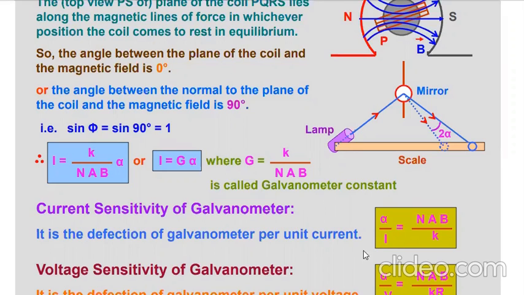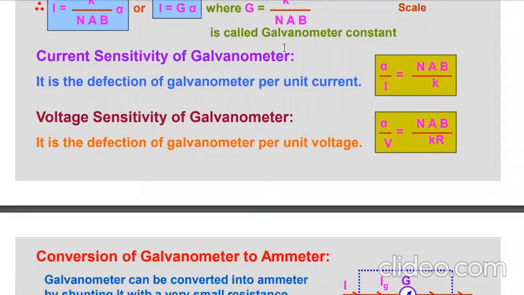So current sensitivity of a galvanometer is inversely proportional to the elastic property of the wire and directly proportional to the number of turns of the coil and directly proportional to the area of the loop of the coil and directly proportional to the magnetic field. More is the magnetic field, more will be sensitivity. More is the number of turns, more will be sensitivity. More is the area, more will be sensitivity. Less is the elastic property, more will be sensitivity. So far we have learned here current sensitivity.